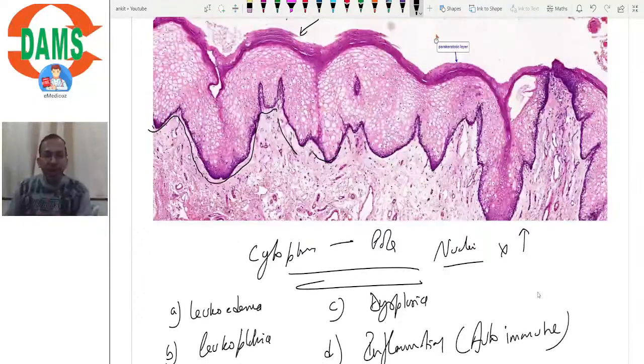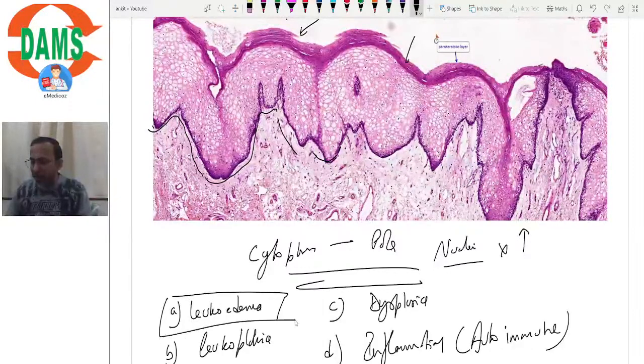Now leukoedema means the cells appear edematous, they appear to have gained some water, isn't it? तो जब हम इसको देखेंगे, don't you think that these cells appear plump, they appear to have gained some water from the outside, and that's why we can easily say that this is an example of leukoedema.